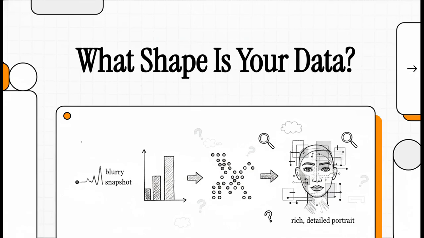Welcome to the Explainer. Today, we're going to do something pretty cool. We're going to start with just a single, simple number, and from there, build a complete, detailed picture of a set of data. We're essentially going from a blurry, one-dimensional snapshot to a rich, detailed portrait.